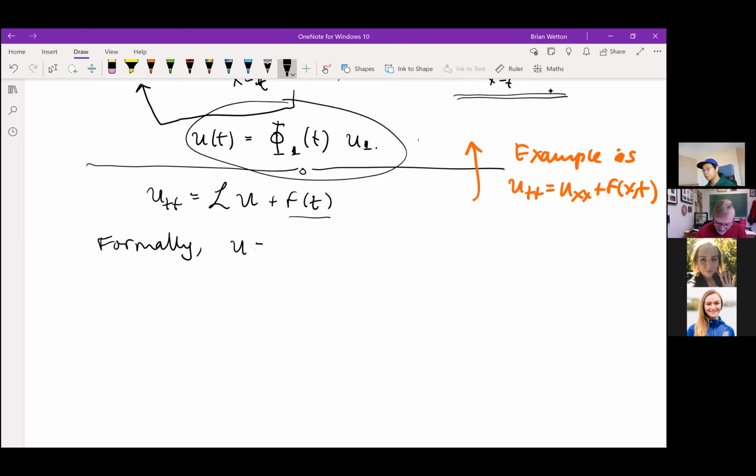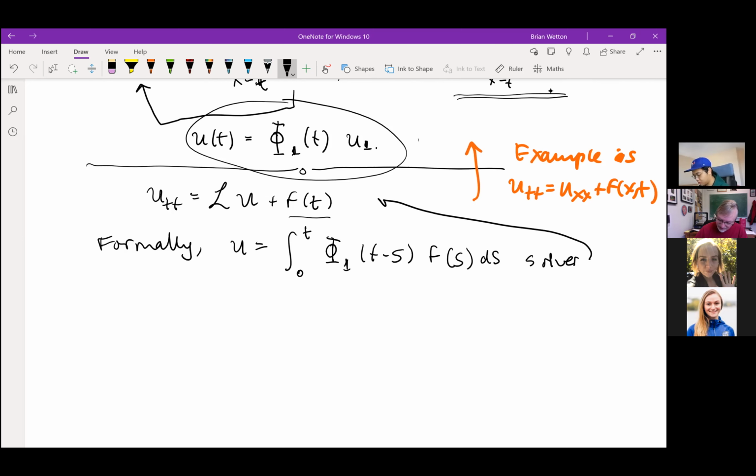This is just like Duhamel's principle for first order equations: if I integrate from 0 to t the effect of the forcing function, as if it were initial conditions for the time derivative, and I integrate those from 0 to t, then this solves this problem.